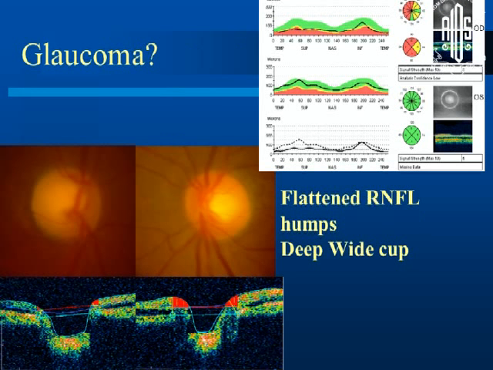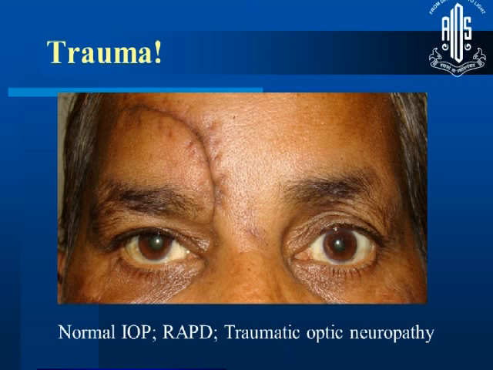Now, what about this? Is this glaucoma? You have large discs, you have flattened RNFL, it's all flagged in red, and a deep wide cup. But if you see the patient, she has trauma, she has a relative pupillary defect, and yes, her RNFL is red because there's damage, but it's not damage due to glaucoma, and you don't need to start treating her.